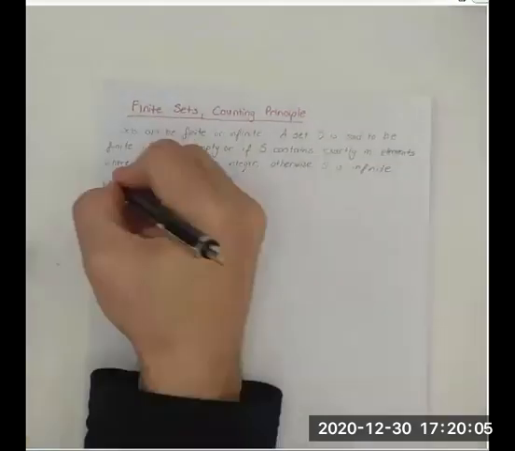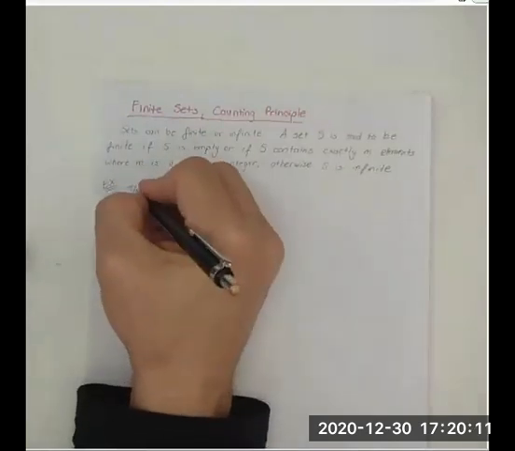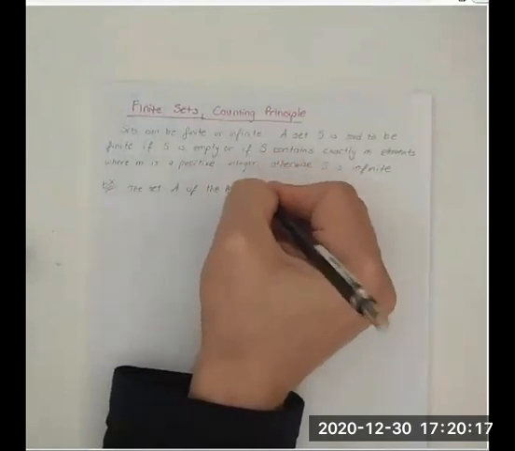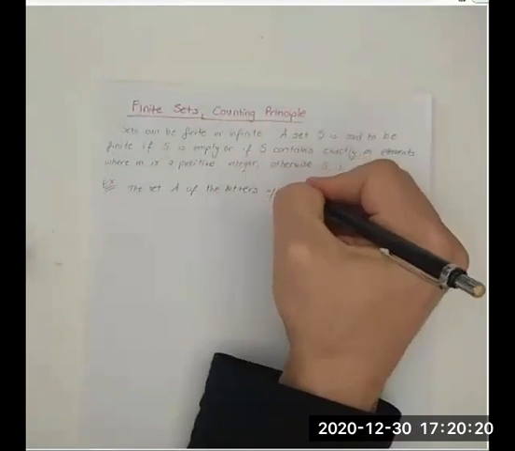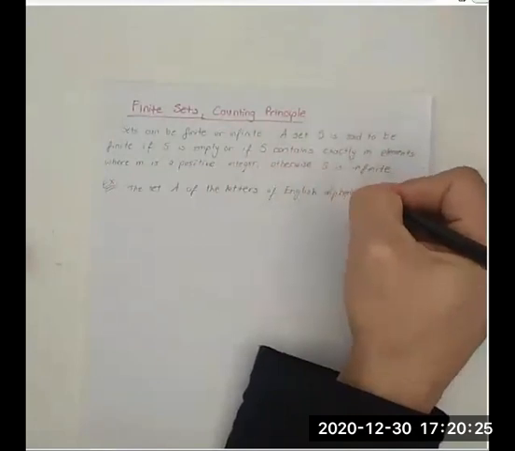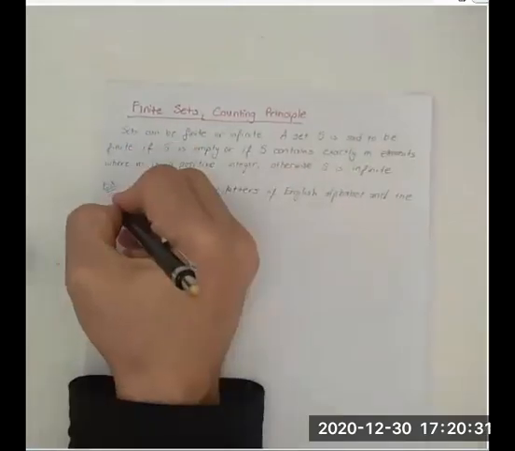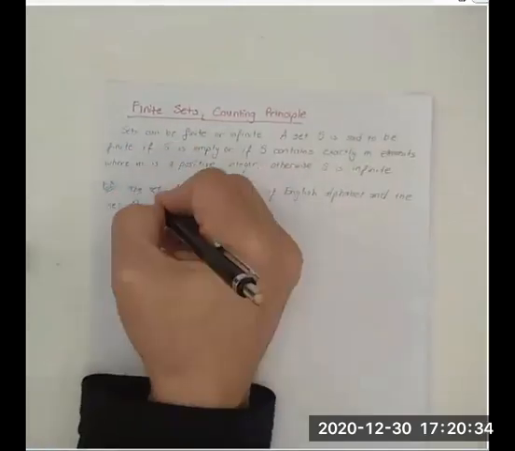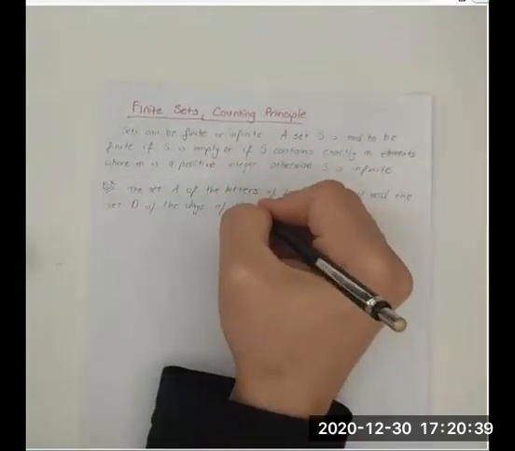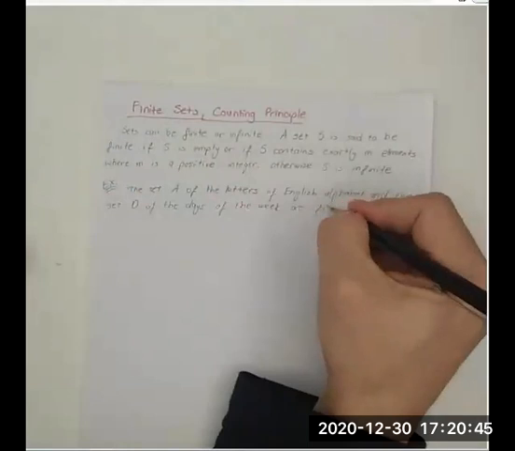Okay, let's try some simple examples to get the idea. The set A of the letters of the English alphabet and the set D of the days of the week are finite sets, right?